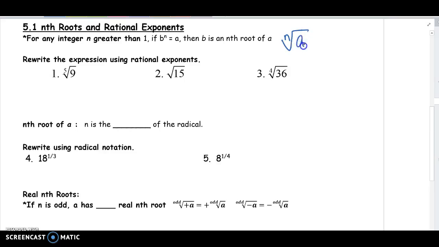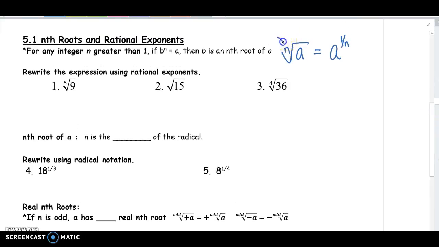This is the nth root of A. The nth root of A would give you the number that if you multiplied that number by itself n times would give you A. The nth root of A can also be written as A raised to the 1 over n. The nth root of A is written in radical form because that symbol is called a radical. In that radical, n is the index and A is the radicand.